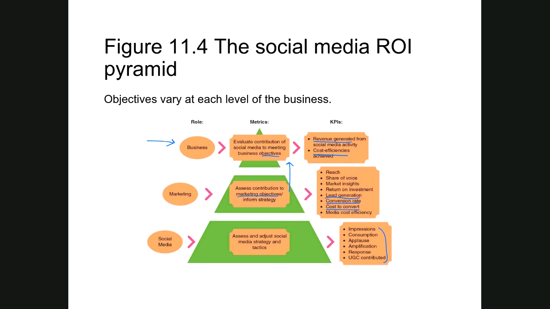The more comments they can get on the website or the blog site or the Google business site, the more positive ones they get, that leads to a higher conversion rate or whatever. So you can see they have different objectives at every level, from the bottom to the top. And this is what the authors call the social media ROI pyramid.